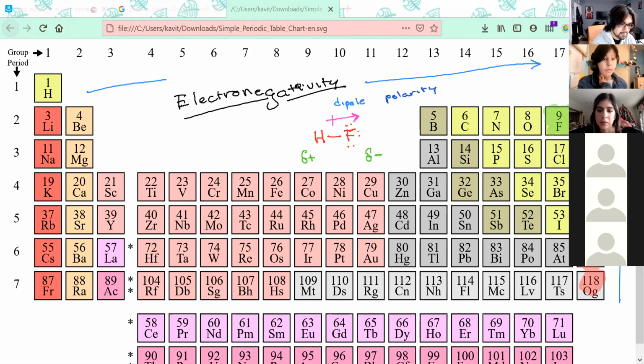Right. They're not usually very much involved in compounds. I know krypton and xenon have a little bit of electronegativity because those can actually make some compounds. But mostly we don't really care about the noble gases. So as far as we're concerned, the most electronegative element is fluorine.